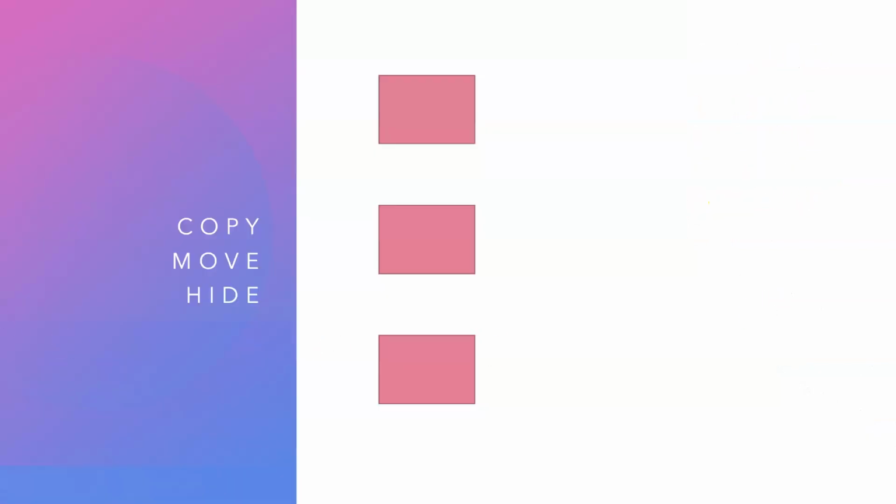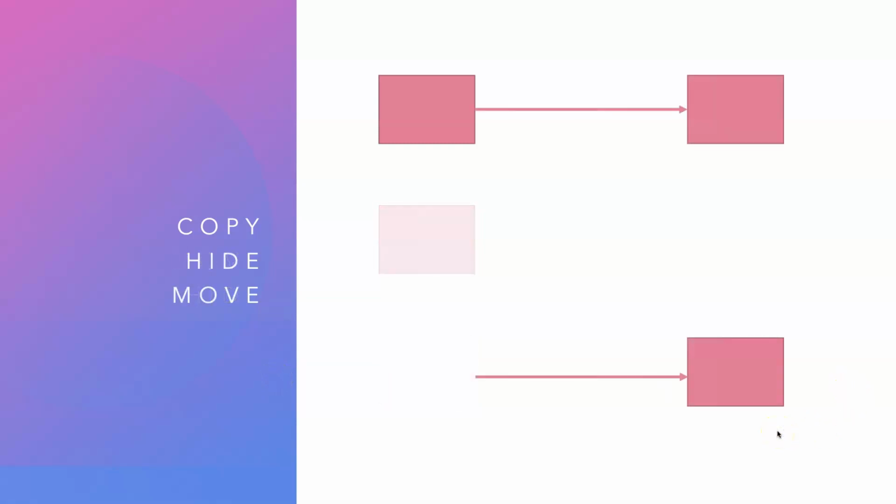Most course components can be copied, moved, and hidden. You can, of course, also delete them. When you copy a component, it remains in the original location and is copied to the destination. A hidden item just becomes invisible. And if we move an item, it is removed and moves to the destination area.